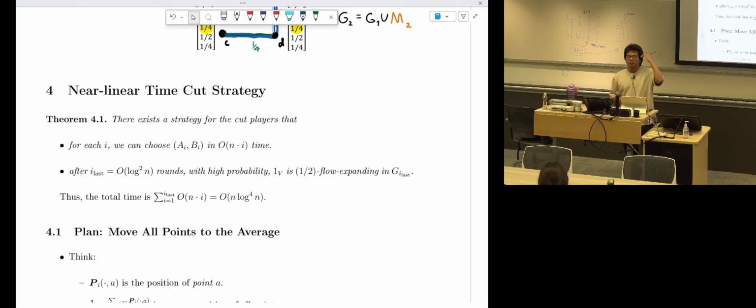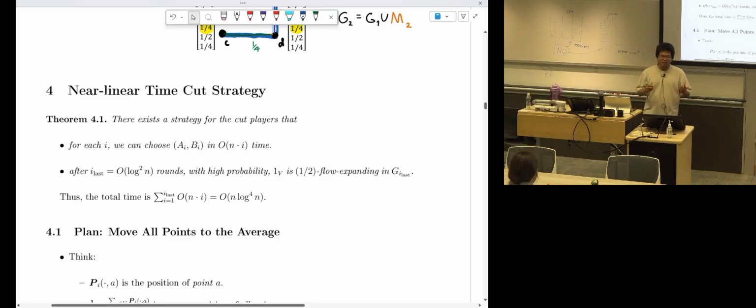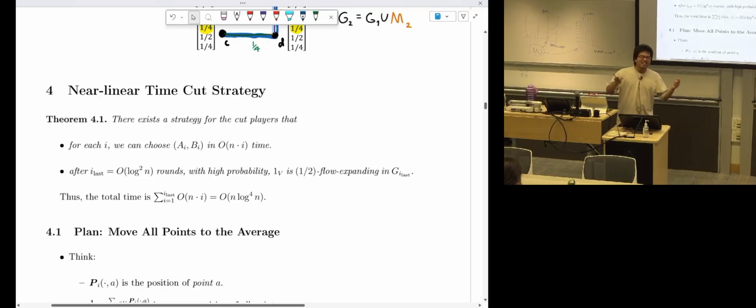There's going to be a round. In each round, what will happen? Yeah. Okay. The cut player tries to select a cut so that when the matching player puts any arbitrary matching on it, it's still adding a relatively high amount of useful edges. It's useful in the sense that at the end, no matter what the matching is, you kind of get an expander, right?